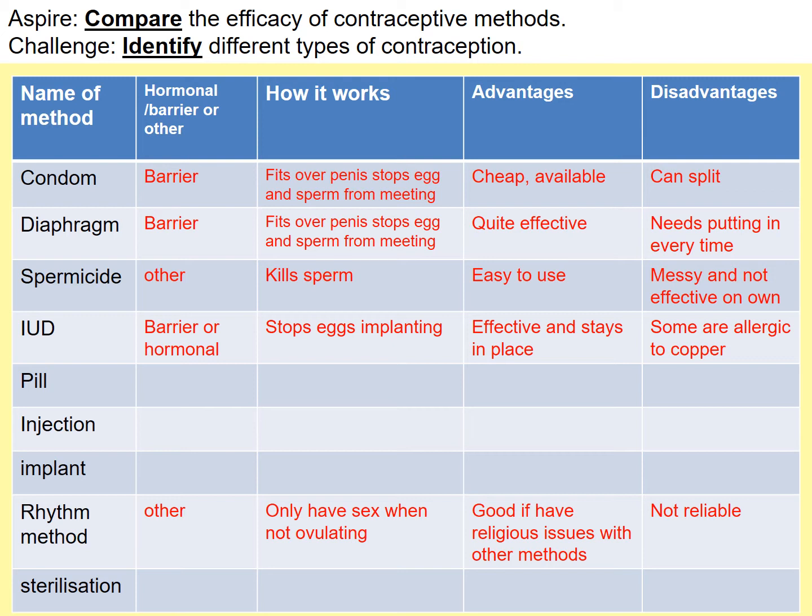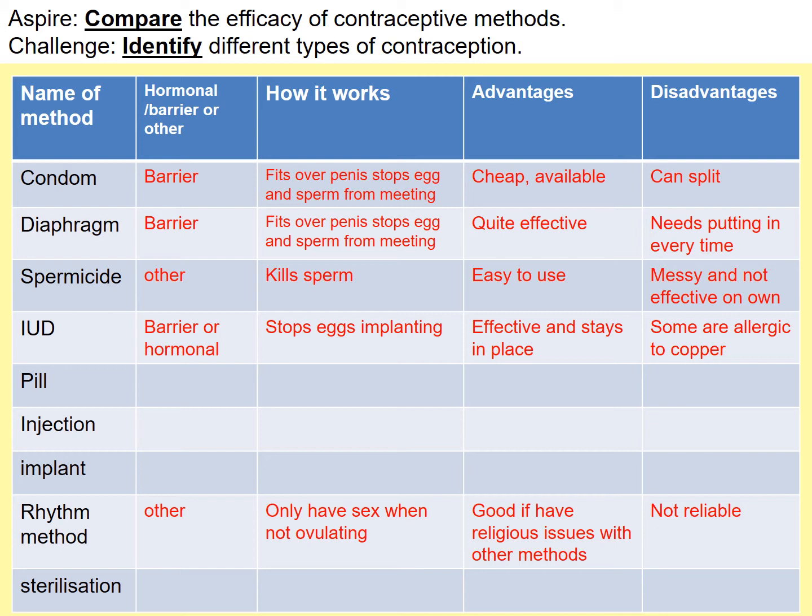I then talked about the IUDs. And these can be a combination of barrier or hormonal methods. What they do is stop the eggs from implanting in the uterus. The advantage is that it is effective and it stays in place, so you don't have to worry about it on a day-to-day basis. But some women are allergic to the copper, which could be a disadvantage. You could also have talked about it having to be removed by a health professional if you decided to change your mind and want to start a family.